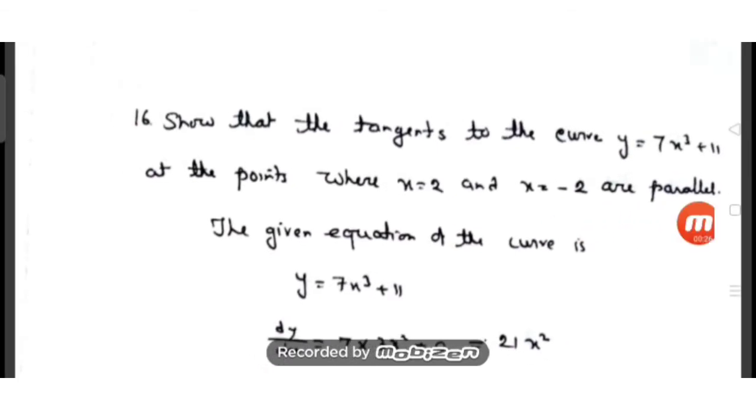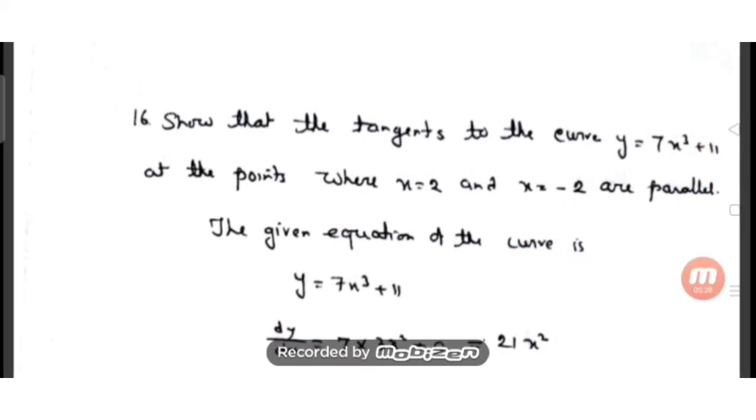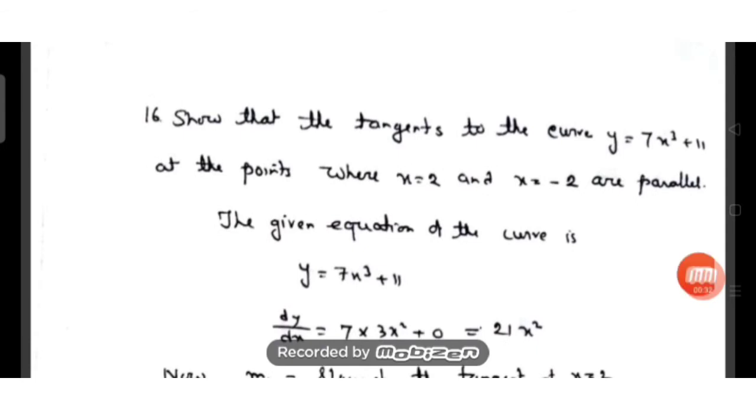You have to show that the tangents to this curve, the curve given, are parallel at these 2 points, x equal to 2 and x equal to minus 2. So under what condition? Tangent means it's a line. And you know when we call two lines parallel? Hope you remember, if their slopes are equal.